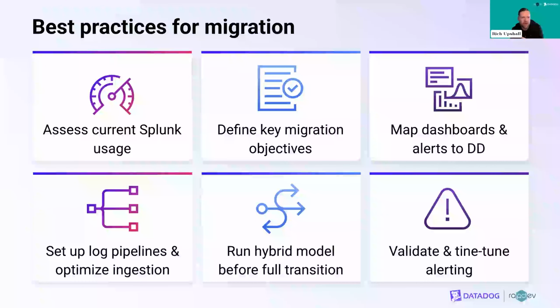Then from there, define key migration objectives. Obviously, one of them is going to be I've migrated, but what's important to you? Are there key KPIs and SLOs that you want to surface to the top? Are there legacy ways of thinking, legacy practices that you want to drop during that migration?